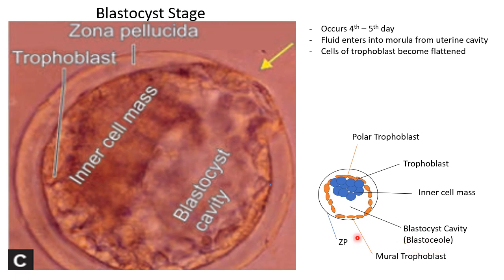Okay, blastocoel. Then this inner cell mass will be connected to one part of the trophoblast, and this part which is connected to the inner cell mass is known as the polar trophoblast. Okay, and this part of the trophoblast which is not connected to the inner cell mass is known as the mural trophoblast. Then this pole which contains the inner cell mass will be known as the embryonic pole, and this pole which does not contain the inner cell mass will be known as the abembryonic pole, and the inner cell mass can now be called the embryoblast.